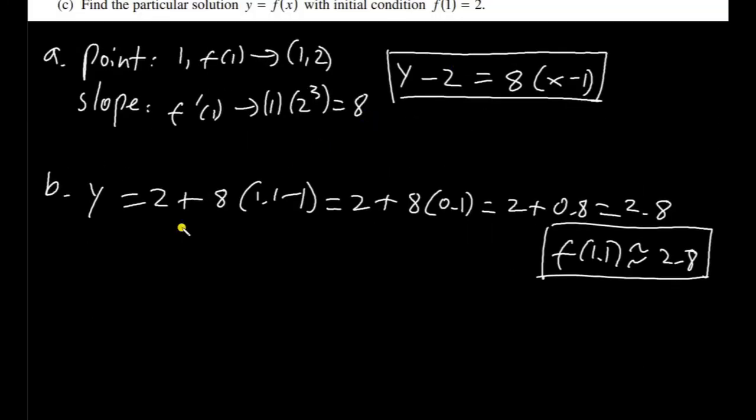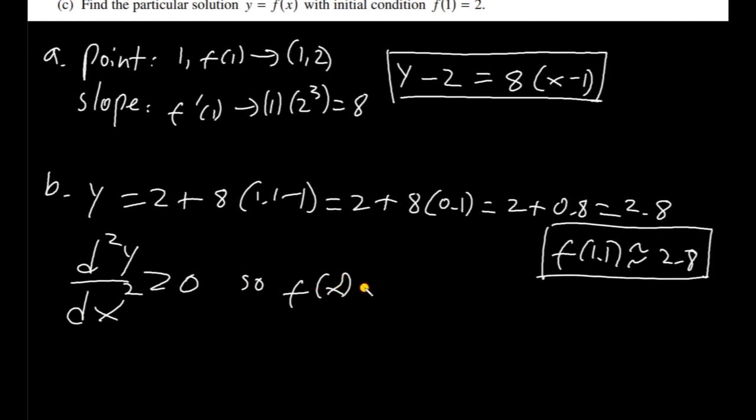So we know that d squared y dx squared, the second derivative, is positive. So call it f of x. So f of x is concave up. Okay, so now that we know that, we can figure out what's going on with the approximation.